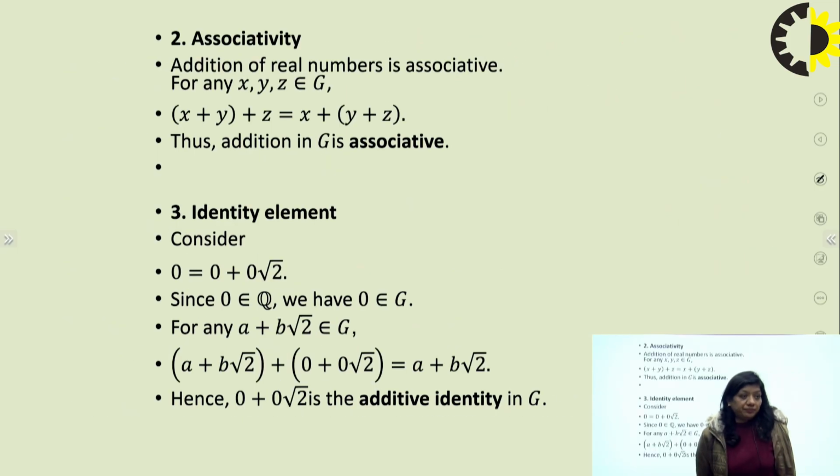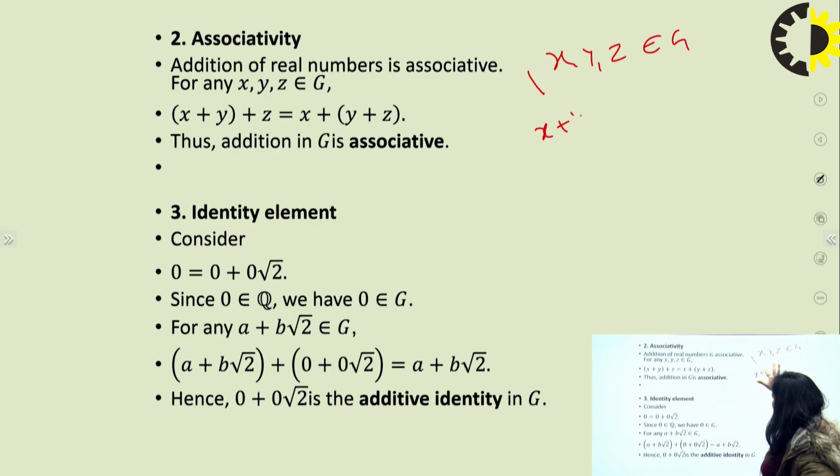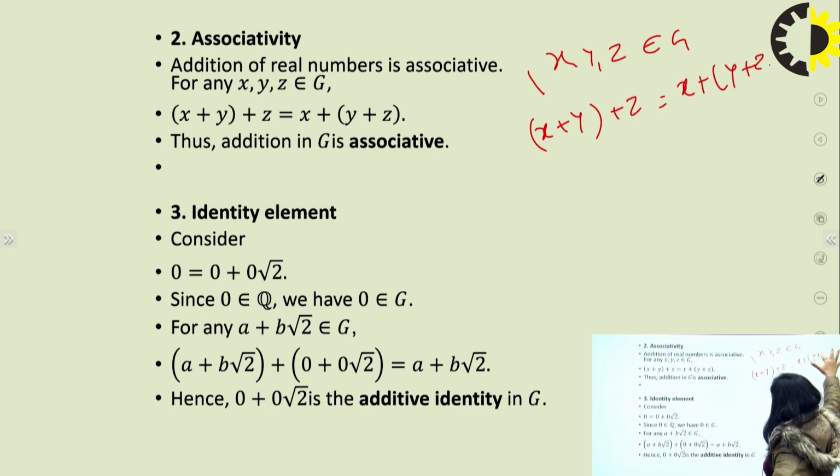Now, for example, associativity: addition of real numbers is associative. This is a true condition. We have elements x, y, z that belong to G, then we can say associativity is true in the case of addition, so (x + y) + z is equal to x + (y + z). So this property is satisfied. This is the property of associativity.